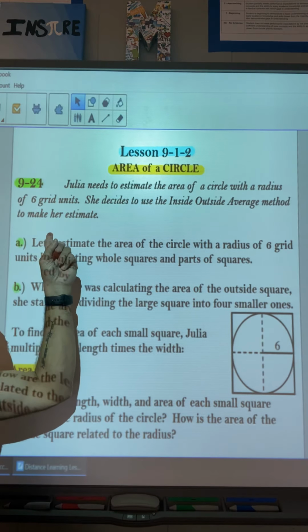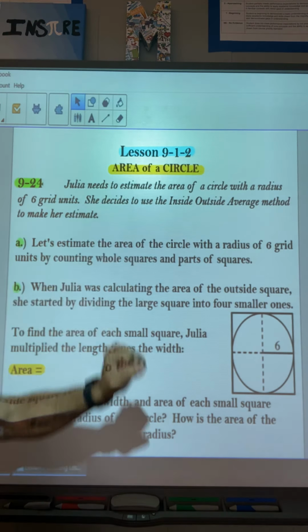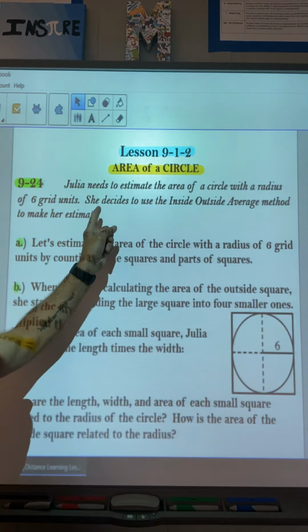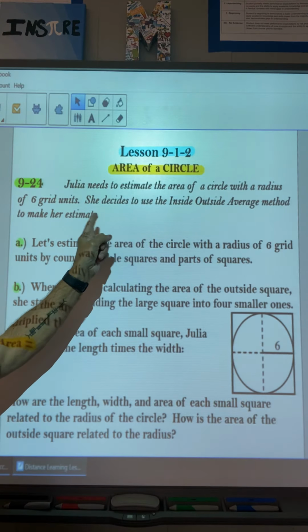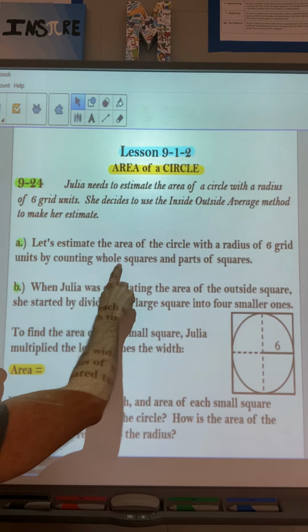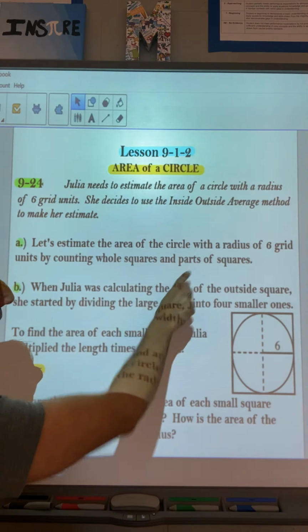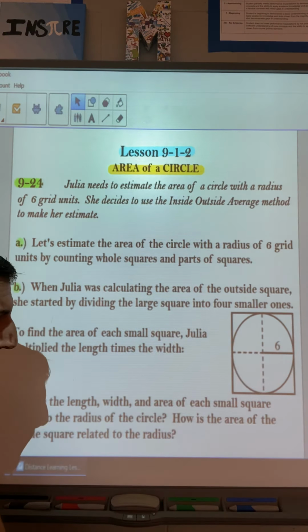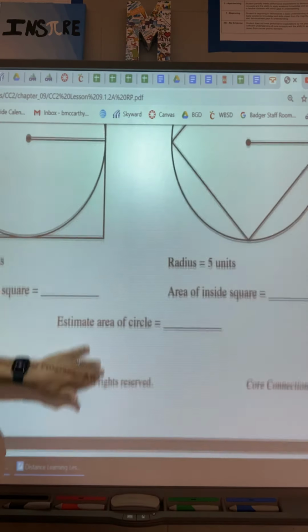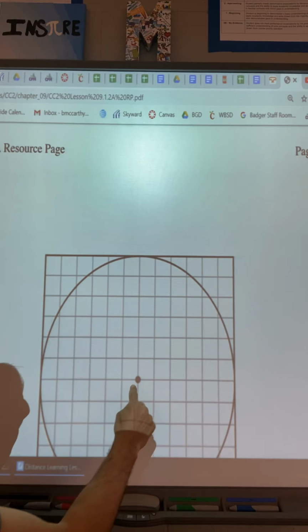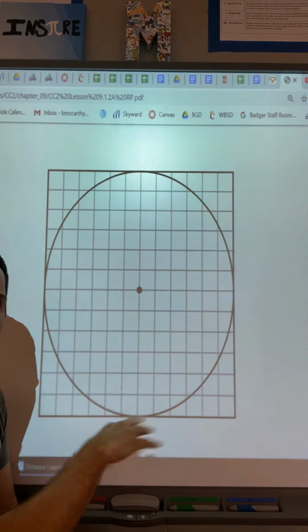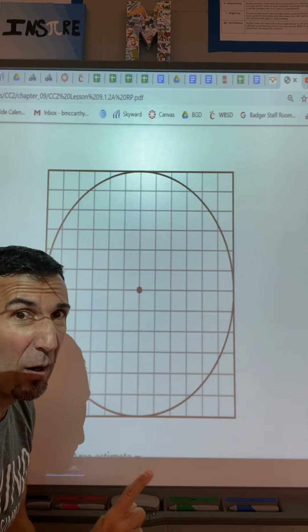Okay, so we're on 924 now in your text. So it says, Julia needs to estimate the area of a circle with a radius of 6 grid units. She decides to use the inside-outside average method. So let's estimate the area of the circle with a radius of 6 by counting whole squares and parts. Well, notice I didn't give you that. But if I do go back to here, okay, I could find another one that has 1, 2, 3, 4, 5, 6. You would count them all up. I don't want to count them all up though, okay?